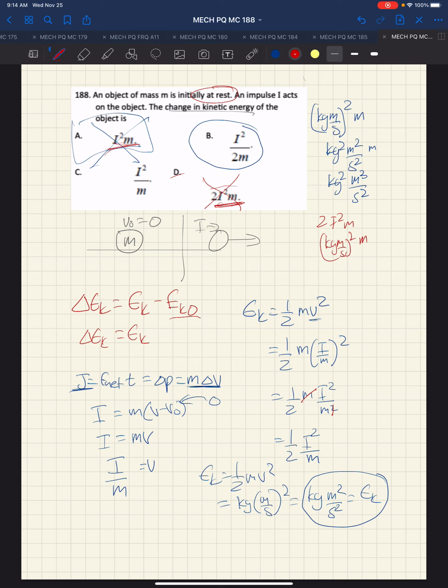Now, if we notice B and C, they have the same quantity, so they will also have the same units. So by using dimensional analysis, we can eliminate choice A and choice D, but choice B and C have the same units. By algebra, we bring it down and narrow it to B.